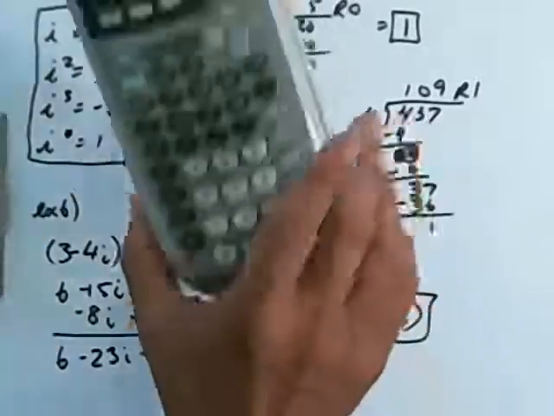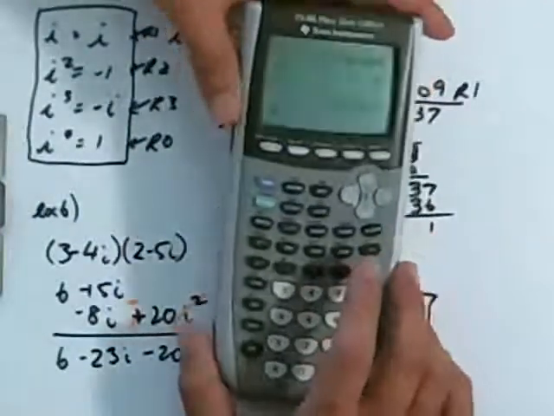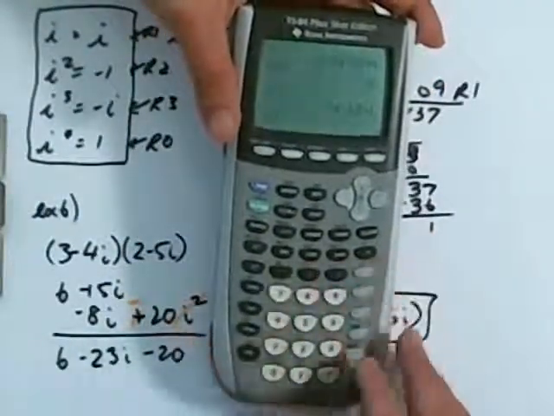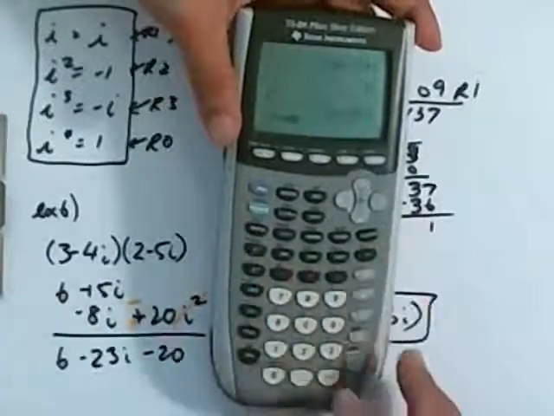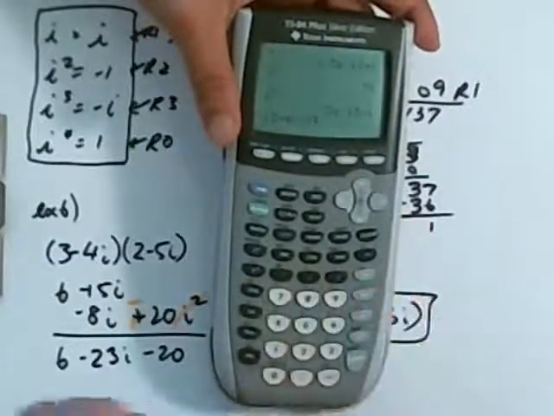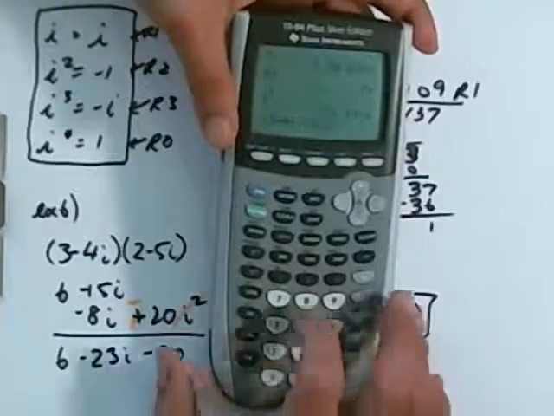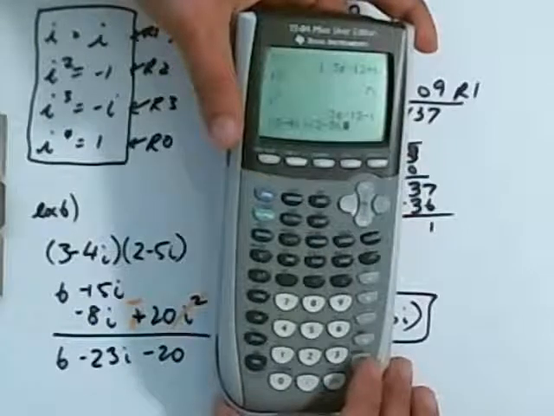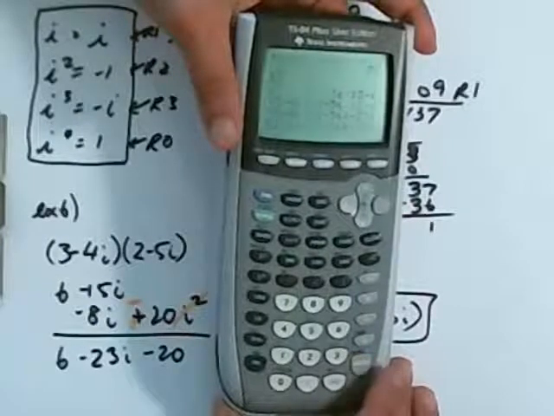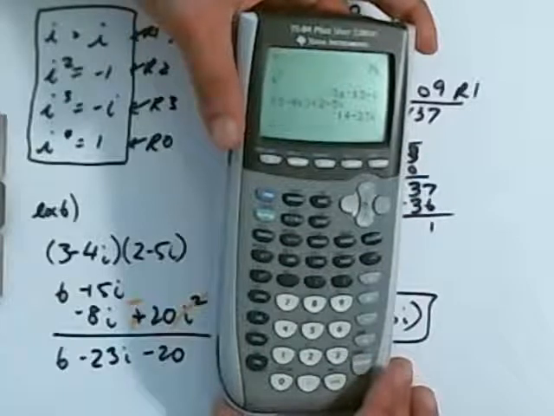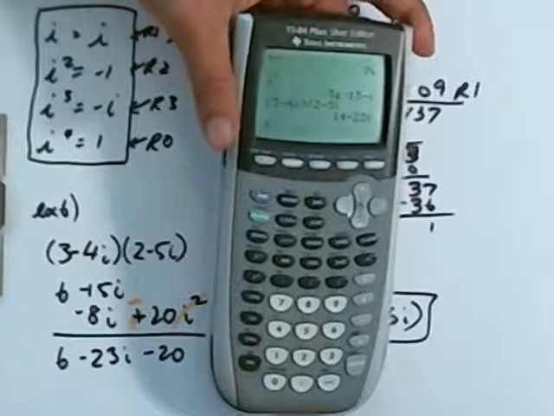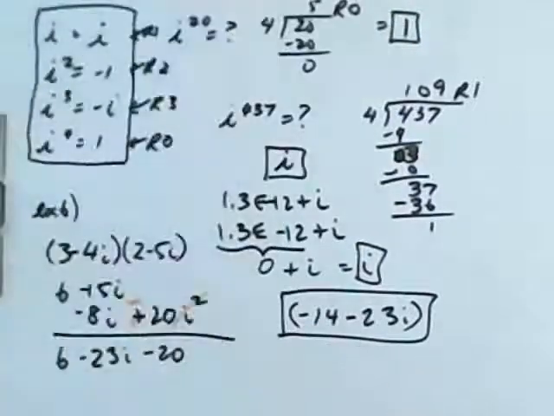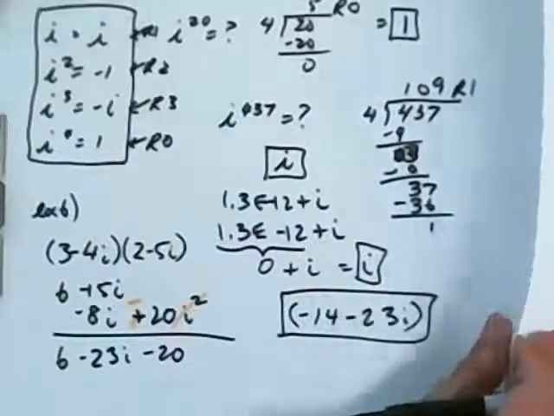I'll show you how to do this on your calculator. 3 minus 4i, there it is, and then multiplied by 2 minus 5i. There it is right there, something like that. And 3 minus 4i, I don't have to put that in parentheses, I work it out. I end up with negative 14 minus 23i. Perfect. Okay, so there was example 7. Example 6, excuse me. Let's do example 7.